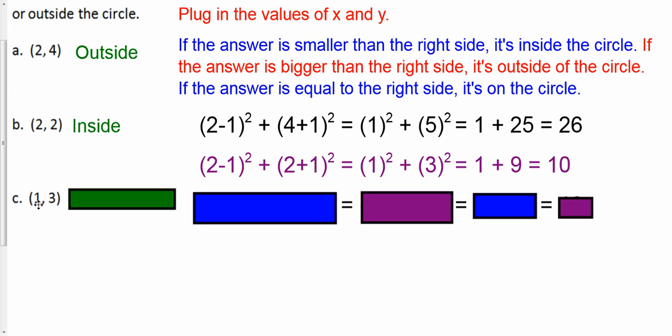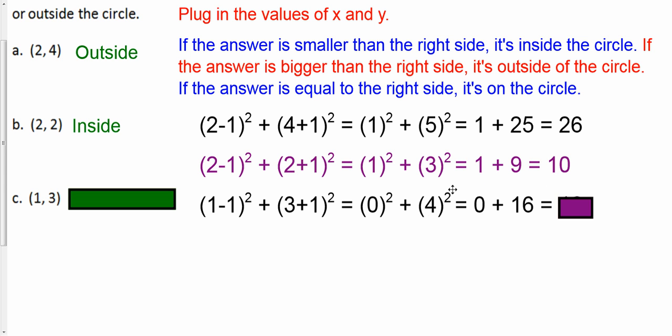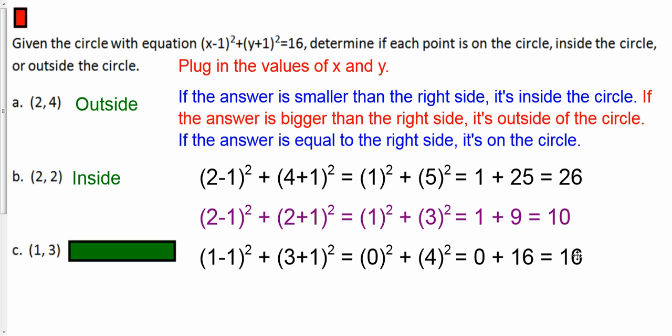And this last one, 1 and 3. So we plug in 1 here and 3 here. 1 minus 1 is 0. 3 plus 1 is 4. 0 squared is just 0. 4 squared is 16. 0 plus 16 is exactly 16. And 16 equals this piece right here. So this one lies directly on the circle. And that will finish up our first video.